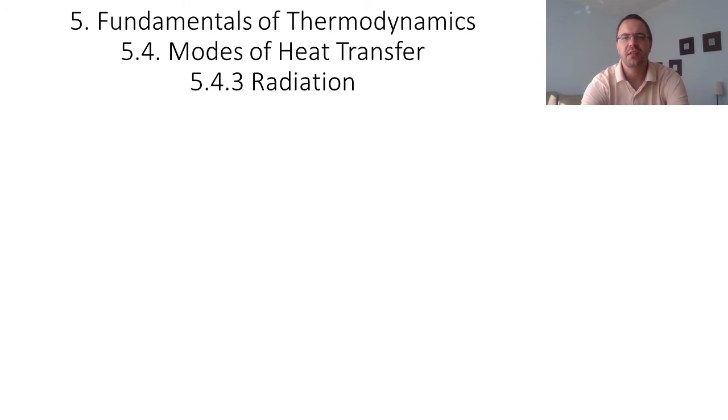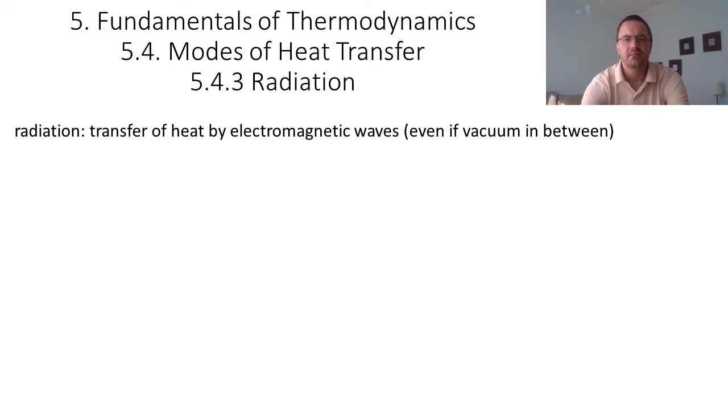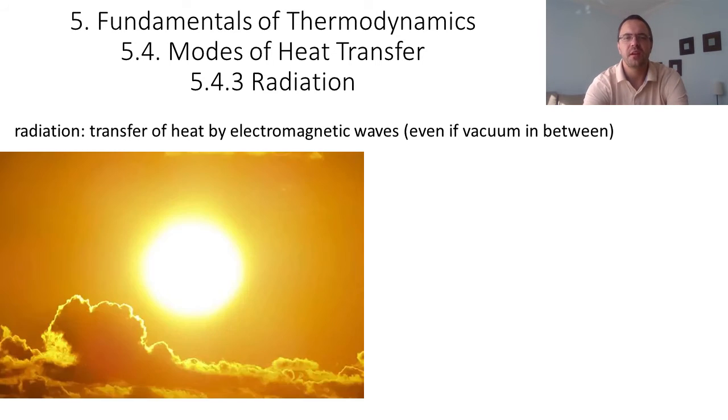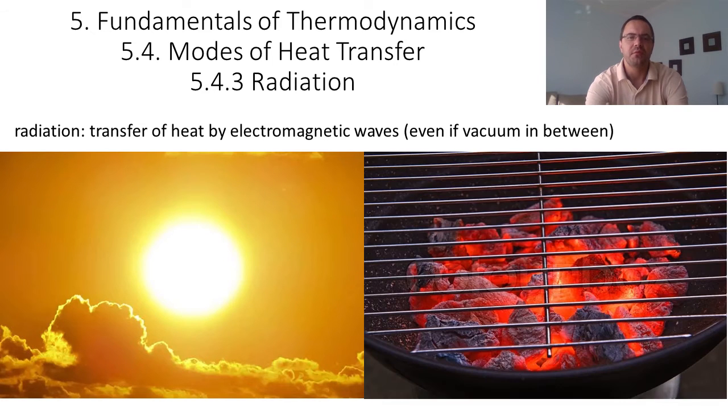In this video, we discussed another mode of heat transfer, radiation. Radiation is the transfer of heat by electromagnetic waves, and this mechanism of heat transfer works even if there is vacuum between the two bodies. For example, the energy that we receive from the sun travels through the vacuum of space, so conduction and convection do not work, but the energy is transferred by electromagnetic waves. You feel the energy that is radiated from the sun, or for example, from a charcoal grill.